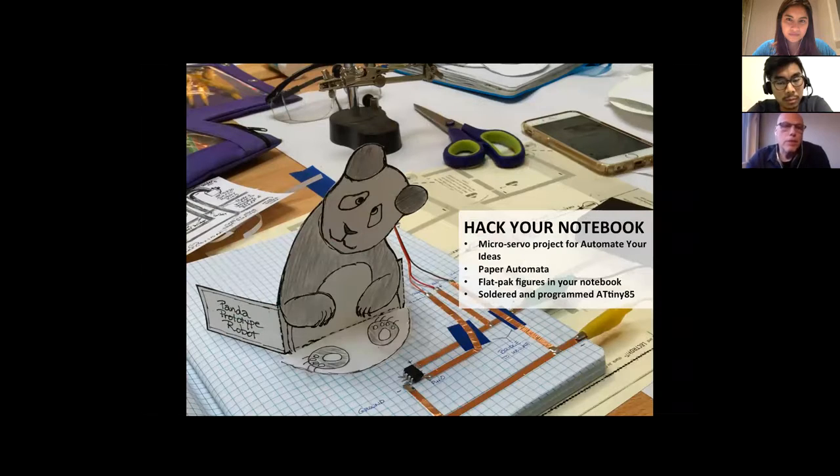And here's an example of the servo project. You can't see the servo, but it's behind there, and it's a kind of automata project where the ATtiny controls the movement of a paper design. So it introduces the fundamentals of robotics and craft, along with some sophisticated but low-cost ways to explore engineering.